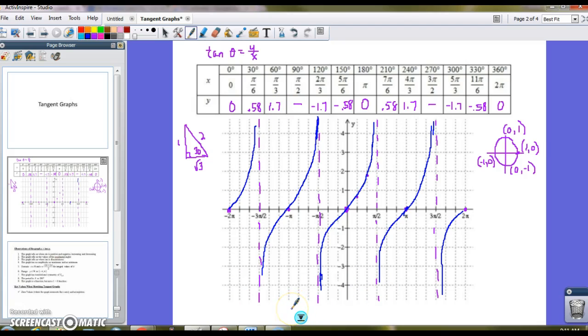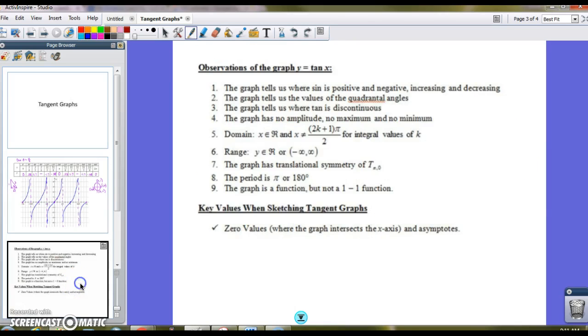Okay, so it's discontinuous, very different from sine and cosine, right? Sine and cosine, you could draw the whole graph to infinity without ever having to lift up your pencil. Here, this is discontinuous. But we know where it's positive and where it's negative. That's supposed to say tan there. We know where it's positive and negative, where it's increasing and decreasing. We know the values of the quadrantal angles. We know where it's discontinuous.